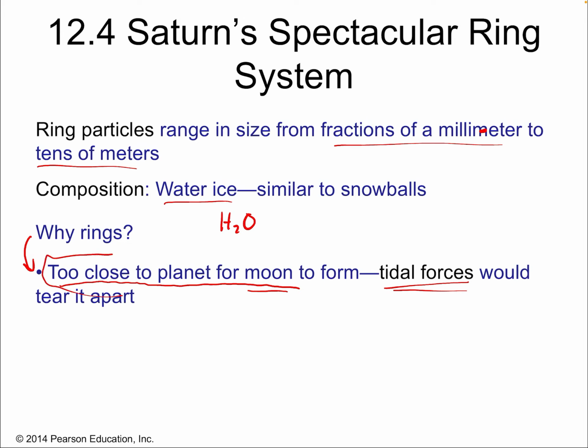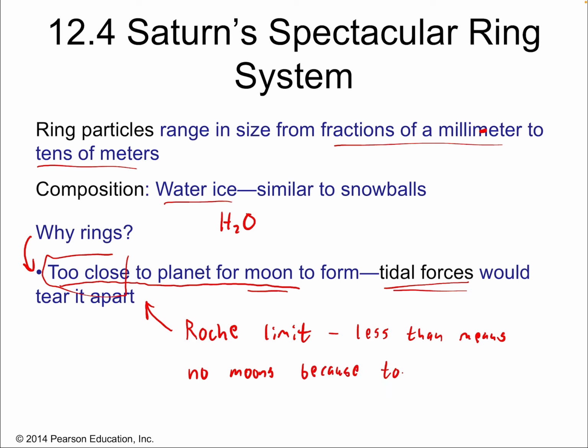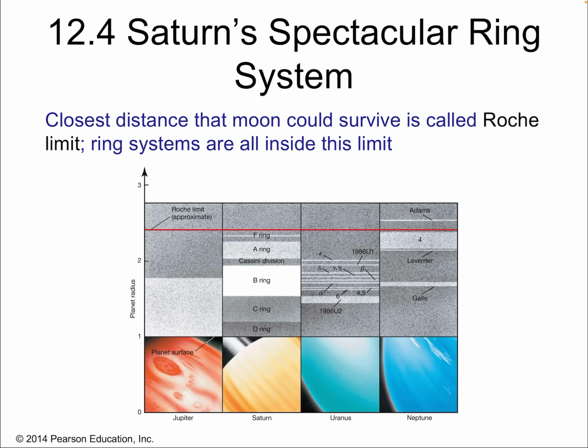And that point, that limit of being too close, is called the Roche limit. All right, that's the distance to a planet that a moon cannot exist. So anything less than the Roche limit, no moons, because they would be torn apart. All right, so if you put a moon inside the Roche limit, it gets torn apart from what? Tidal forces. Okay, so the closest distance that the moon can survive is called the Roche limit.